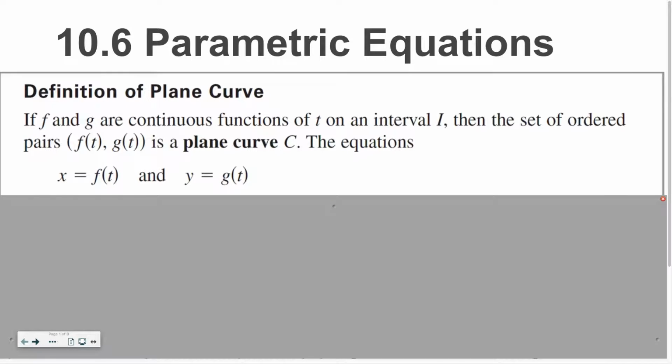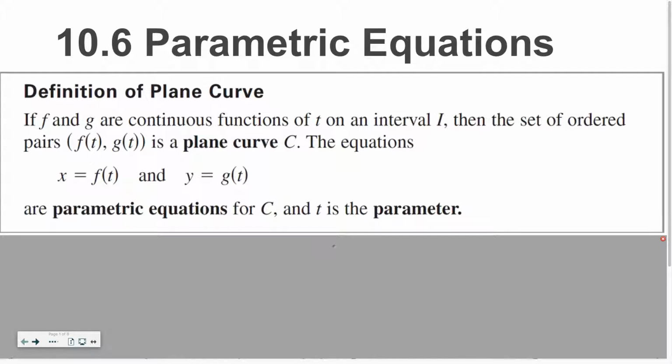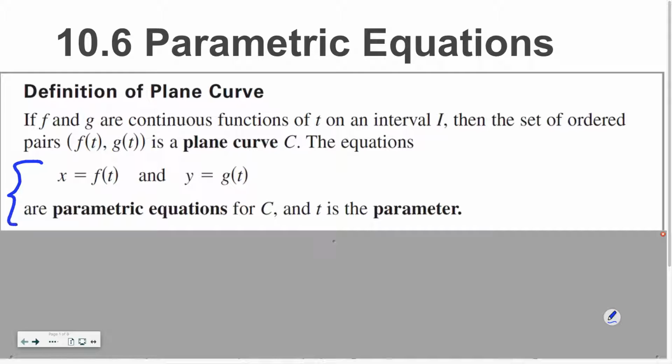Okay, so a set of parametric equations is more than one equation. I don't care how much of this you write down, as long as you write down this right here. This would be important. So we have a function. Well, we have two functions in terms of a third variable.